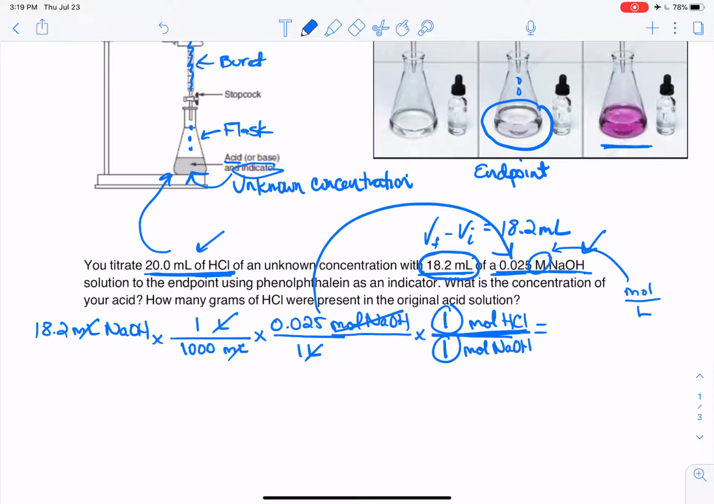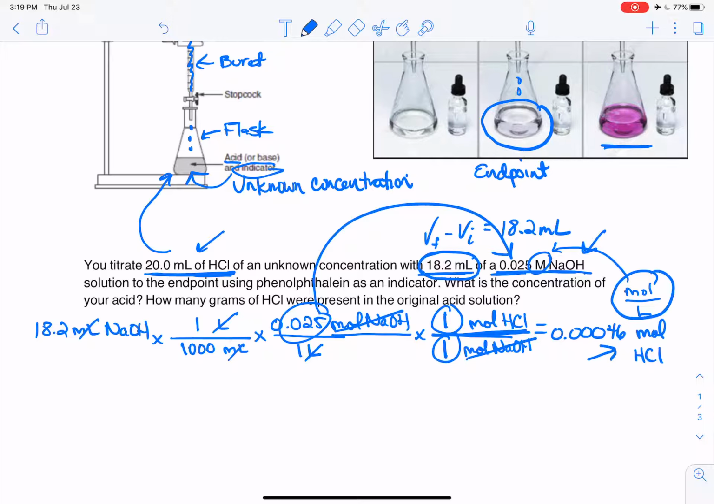So moles of NaOH cancel out. All right, so when we go ahead and we do the calculation on this, we're going to get 0.000, so there's 3 zeros to the right of the decimal, 46 moles of HCl. And I did 2 sig figs because this value right here has 2 sig figs. But that's not the end of the question. The question says, what's the concentration? And if you're doing molarity, you have to do moles over liters, not just moles.